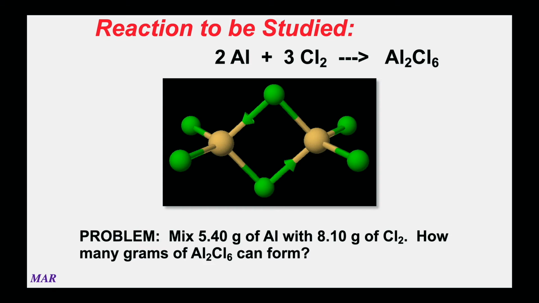But more often than not, if you see two reactant gram amounts, this is probably going to be a limiting reactant problem. And what that means here is we have too much aluminum for the chlorine that's present, or we have too much chlorine for the aluminum that's present. And before we figure out how many grams of the product can be made, we've got to figure out what the limiting reactant is. Now, I'm going to show you a couple different ways to do this.